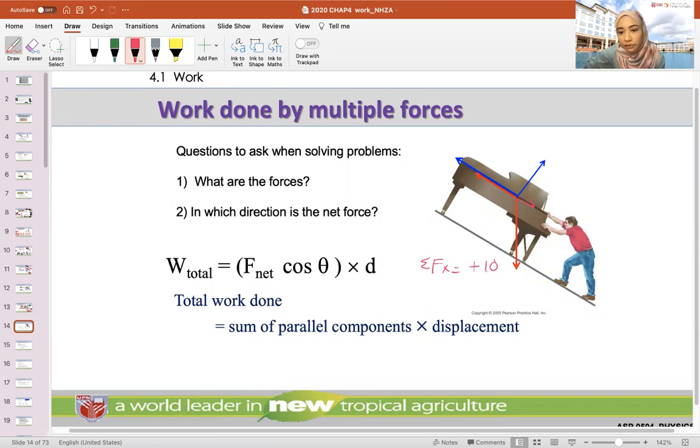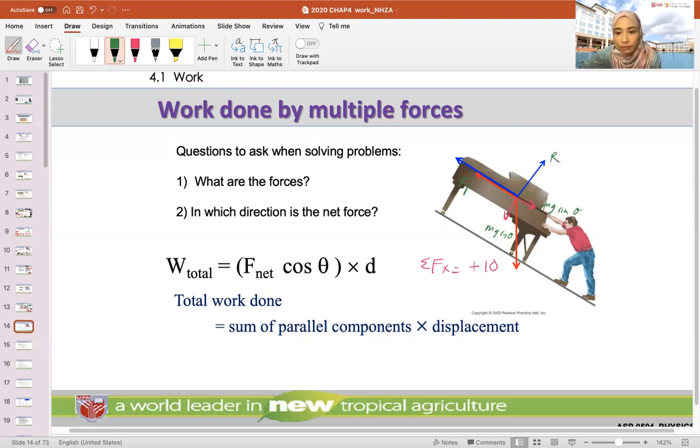You resolved everything, so this becomes mg cosine theta and this becomes mg sin theta. And then this is the pushing force. And then what else? Many reaction force. Pushing. The blue one, I don't know what it is.